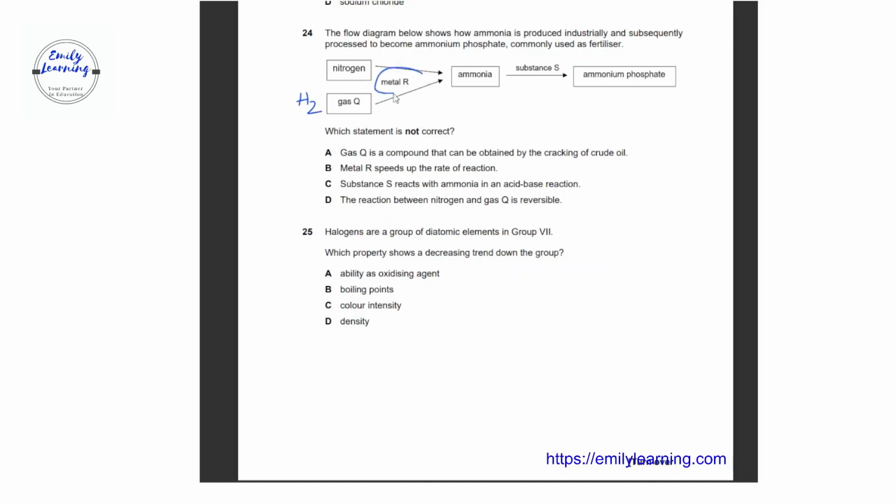And in the presence of the catalyst, which is iron, so the iron catalyst, then now you have ammonia. Ammonia to ammonium phosphate: ammonia is a base. So to form the salt here, we basically add phosphoric acid.